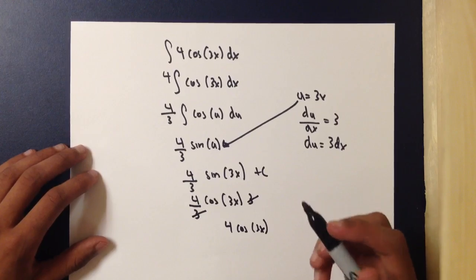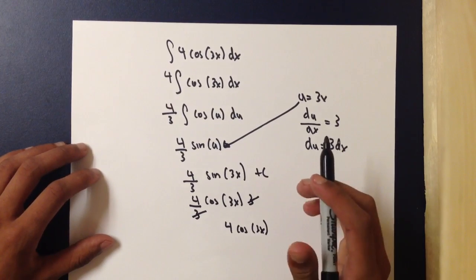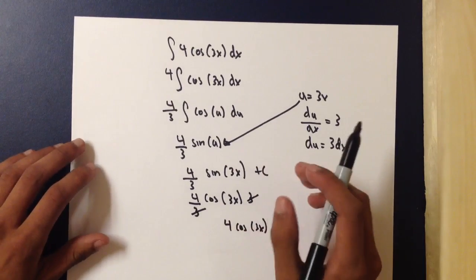So that's basically what you're trying to do with U-substitution. Take something in a form that isn't solvable and put it into a form that is solvable.